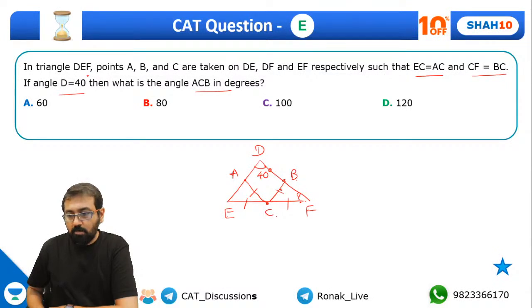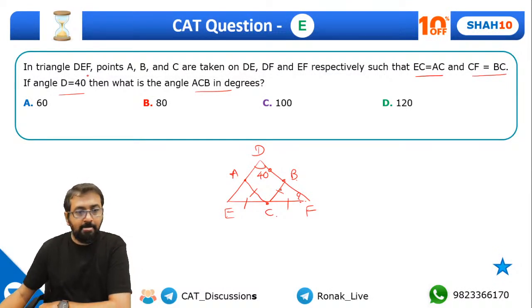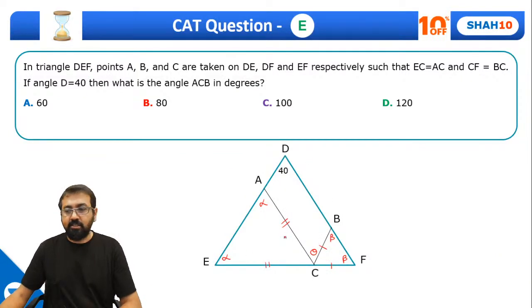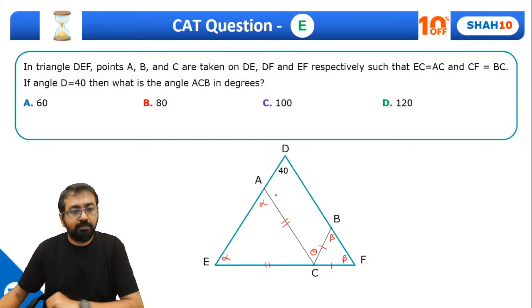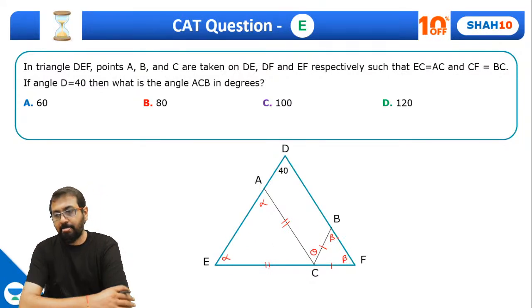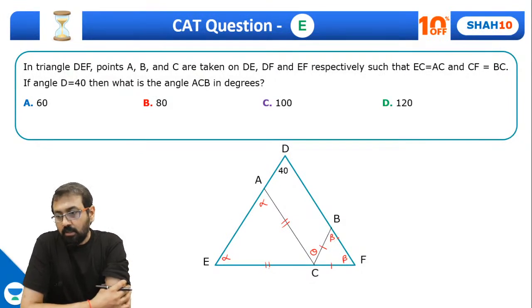So let me just draw a better figure for this one. If you just draw it in a neat and clean manner, this is how it would look, right? This is 40. Since both of these sides are equal, both of these will be alpha, alpha, both of these will be beta, beta.